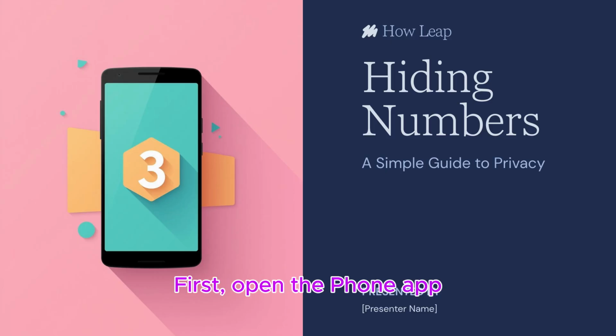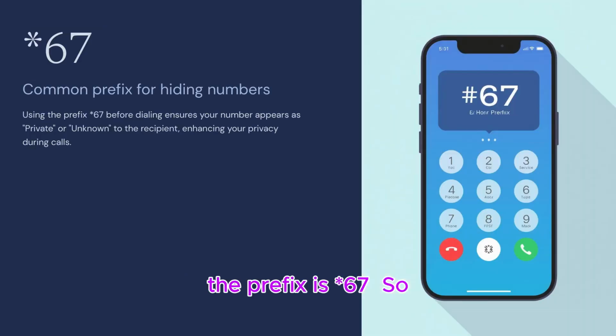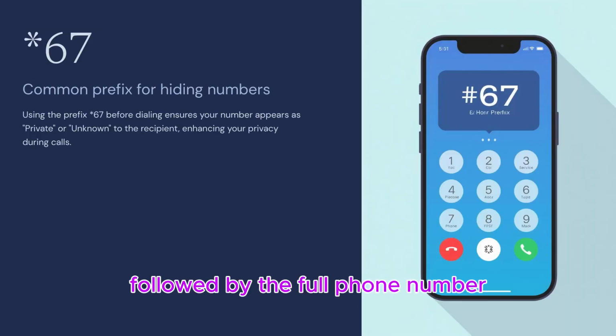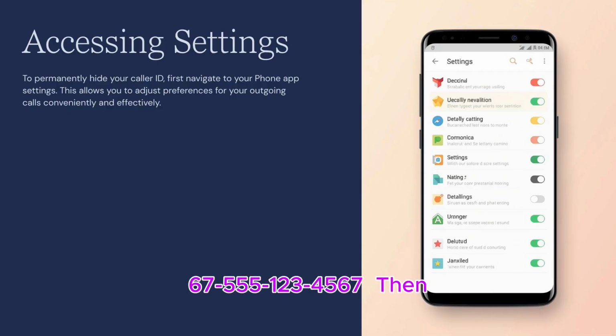First, open the phone app, dial the number you want to call, but before pressing the call button, add a specific prefix. In many countries, including the US and UK, the prefix is *67, so dial *67 followed by the full phone number, like *675551234567, then press call. Your number will appear as private or unknown to the recipient.